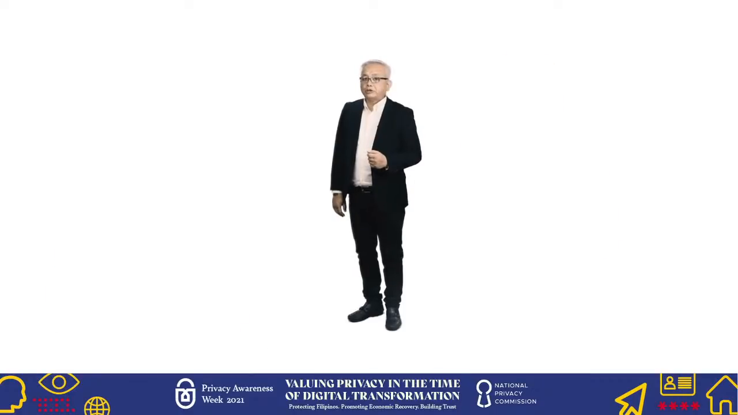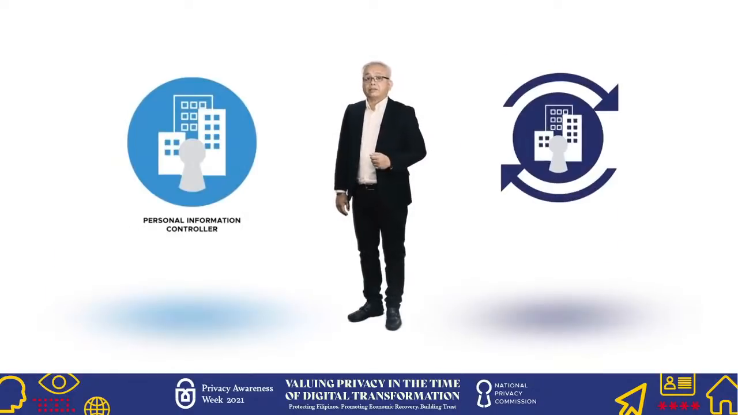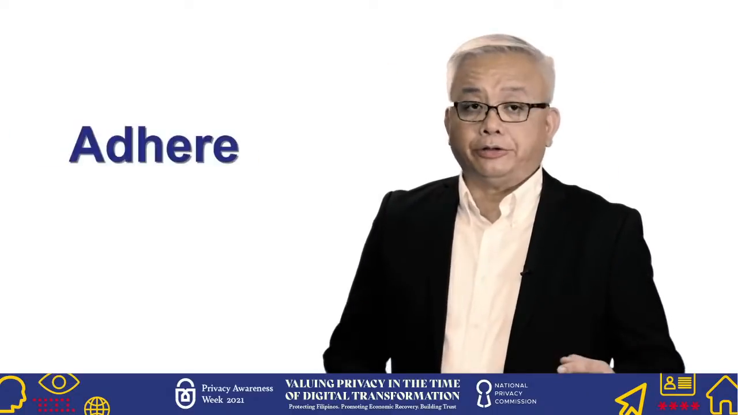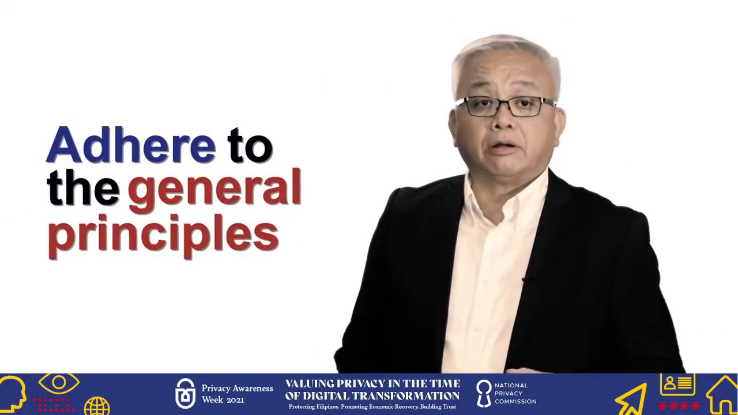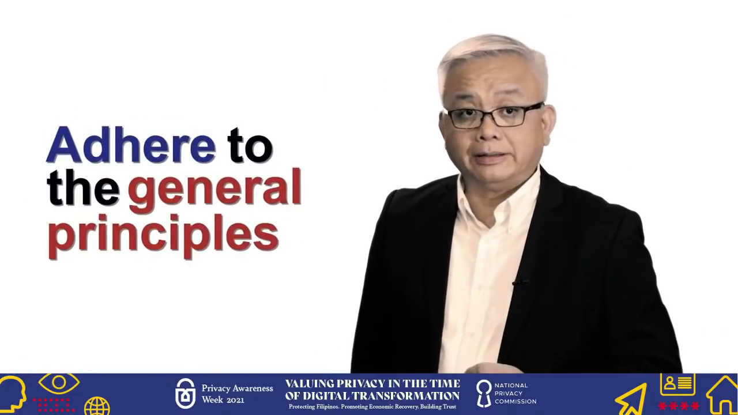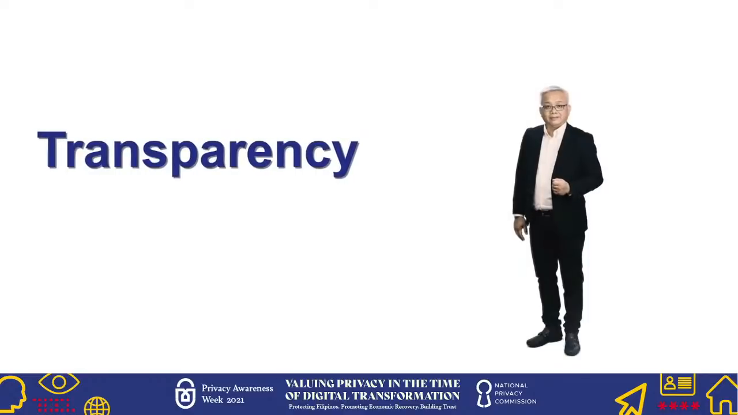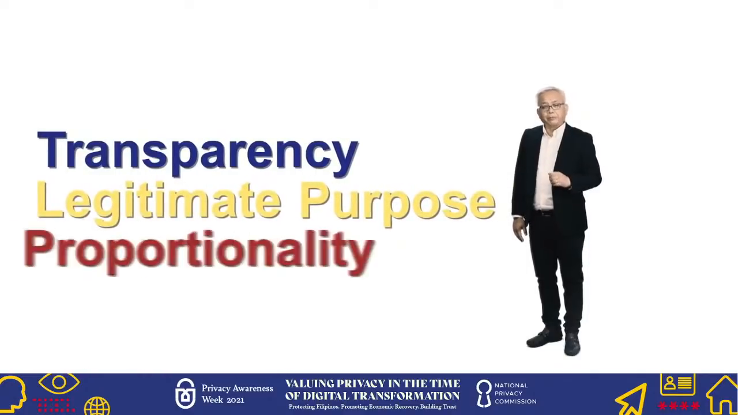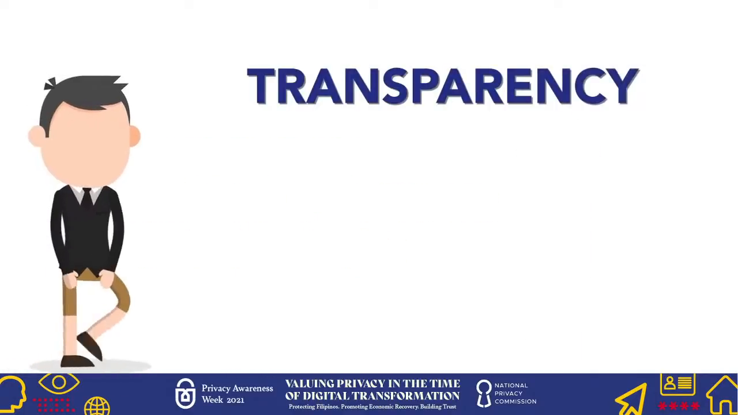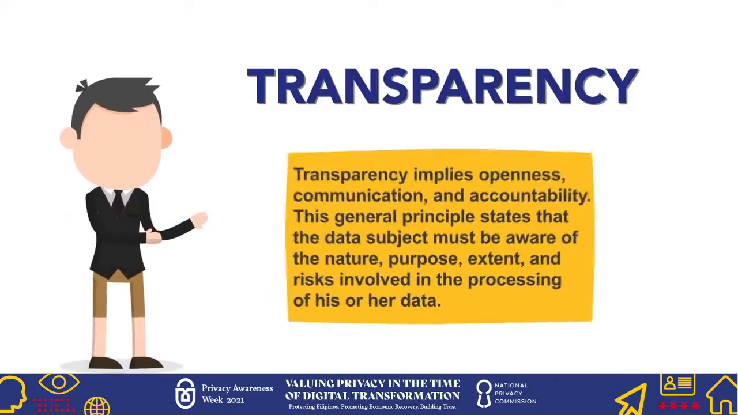The Personal Information Controller and Personal Information Processor have three main obligations under the privacy law. The first obligation is to adhere to the general principles with respect to the collection and processing of personal data: transparency, legitimate purpose, and proportionality. Transparency implies openness and accountability.